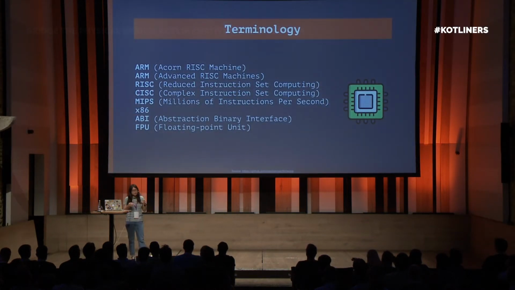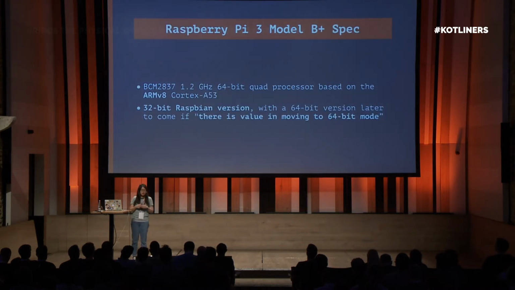And during the process of working with Kotlin Native, you will probably see a lot of terminology such as ARM, x86, ABI, FPU. All these things can be quite important if you want to understand everything behind the scenes, but it's not necessary to really be an expert about it.